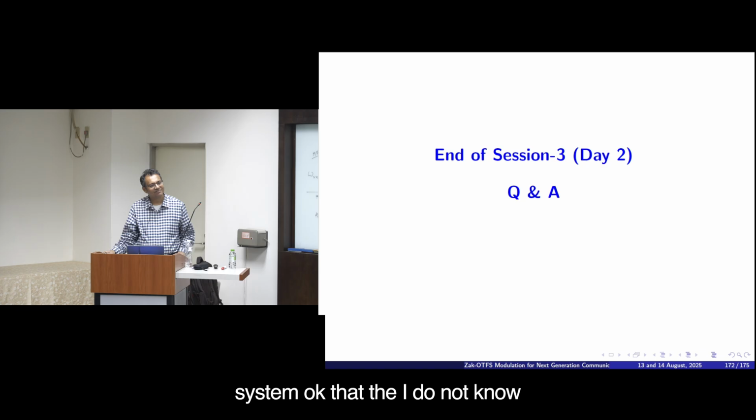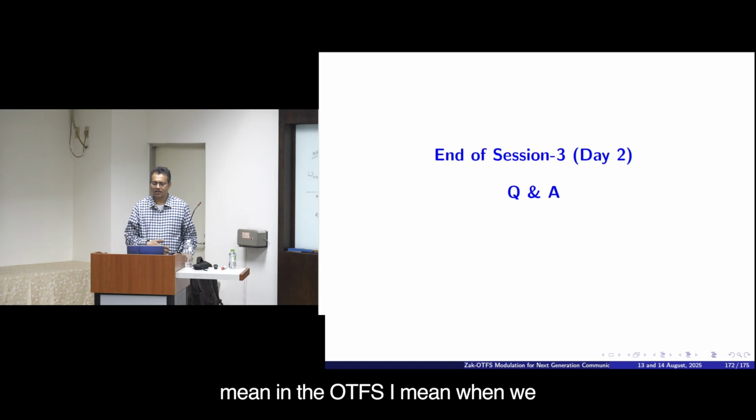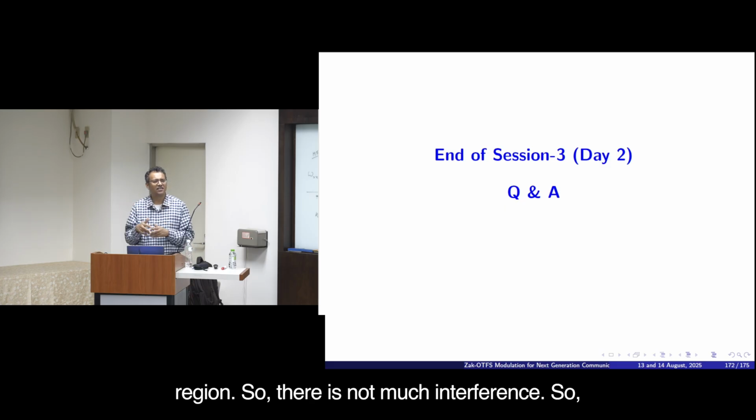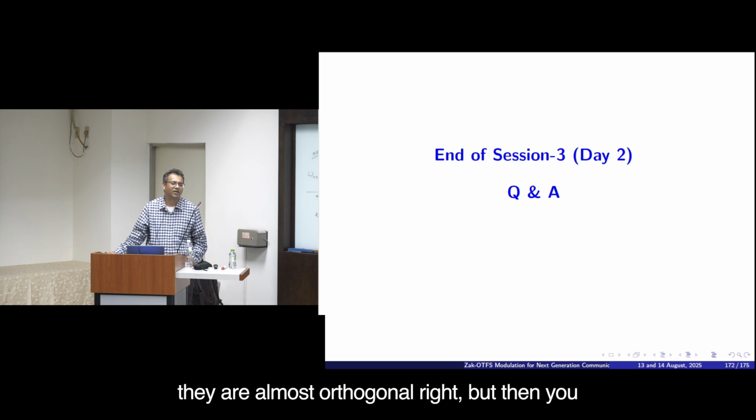But maybe I did not get your question exactly. Was it this? You say that in the OFDM system the pilots are orthogonal, and that's why you did not see this kind of interference in OTFS. In OTFS, when we do the point pilot, it's almost orthogonal, because you have the pilot region, so there's not much interference. So for the point pilot, you can say that they are almost orthogonal. But then you have to suffer the overhead, because the guard region and the pilot region have this overhead.